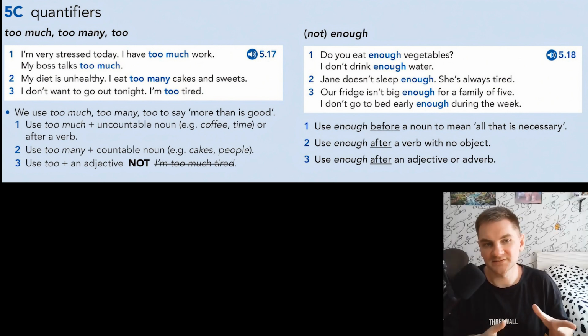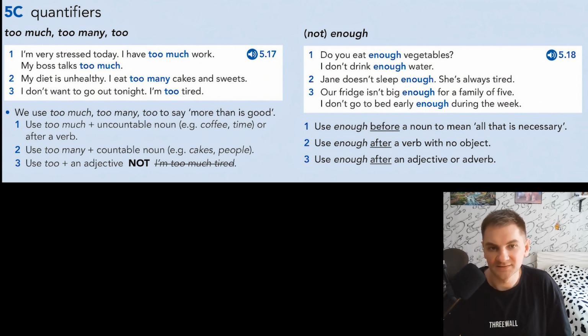So, quantifiers, let's read the rules. We use too much, too many, to say more than is good, so it's a negative meaning. Use too much plus uncountable noun, for example, coffee, time, or after a verb. Number 2, use too many plus countable noun, for example, cakes, people. Number 3, use too plus an adjective, and not like you see it's a mistake here, I'm too much tired. We don't say it like this.